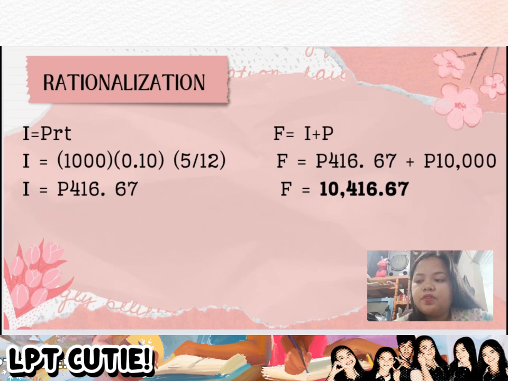So we have I is equal to 416.67. So that is our interest. After that, we are going to solve for the future sum of money. So F is equal to interest plus principal. We are going to substitute: our interest is 416.67 plus our principal, which is 10,000. So our future sum of money is equal to 10,416.67. So the correct answer of number 11 is letter D, 10,416.67.